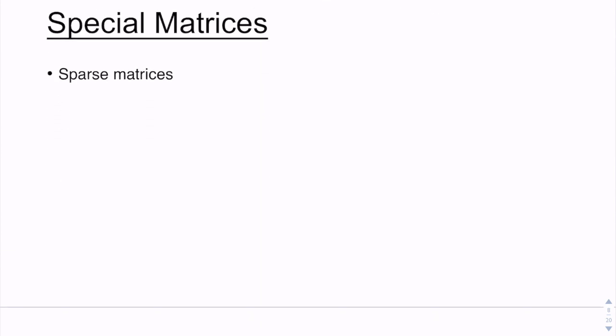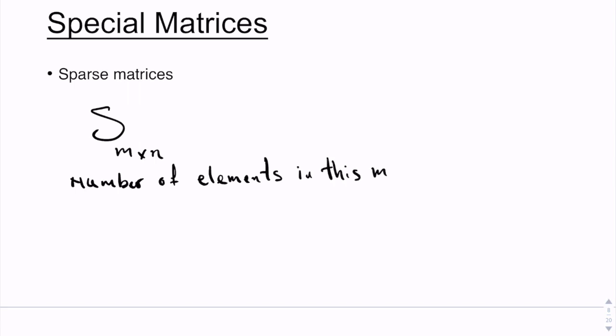The next types of matrices are sparse matrices. Sparse matrices are matrices in which the number of non-zero elements is much smaller than the number of elements in that matrix. So if I have a matrix S whose dimension is m by n, then the number of elements in this matrix is m times n.